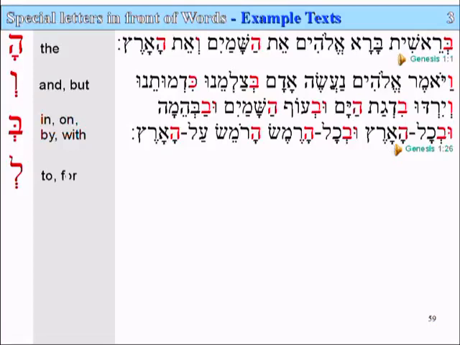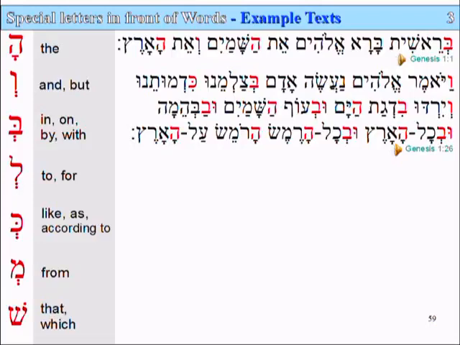We have the lamed, which means to or for. We have kaf, which means like, as, or according to. We have the mem, meaning from, and the shin, meaning that or which. So let's look at the next example.